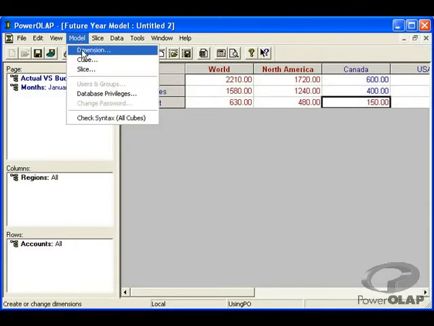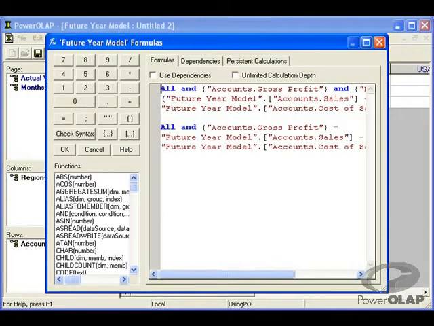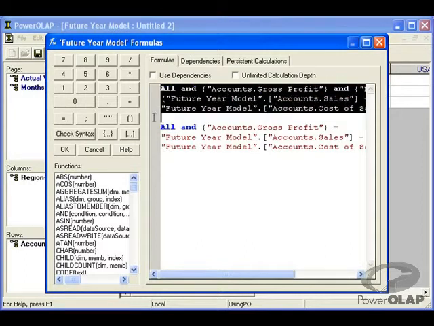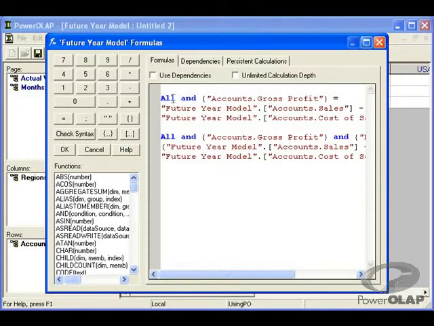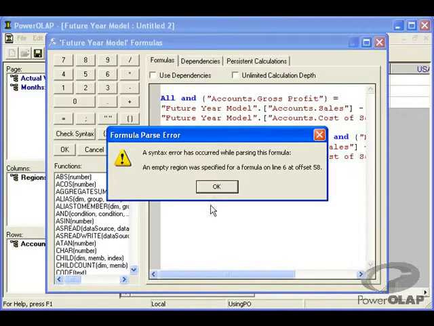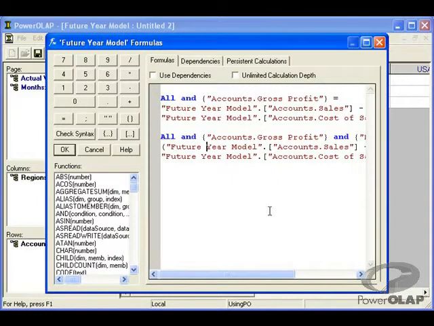Now, what happens if we make that the second formula in our model? I will now copy or cut this formula and paste it below my other formula. Hit check syntax, and I receive an error. It's telling me that the region is empty. What that means is any value that comes in here for gross profit will be governed by the first formula.